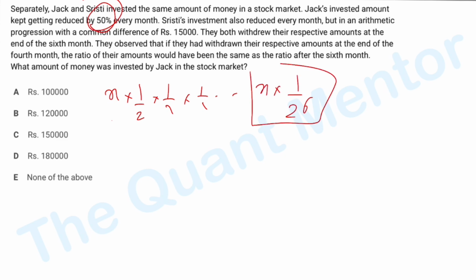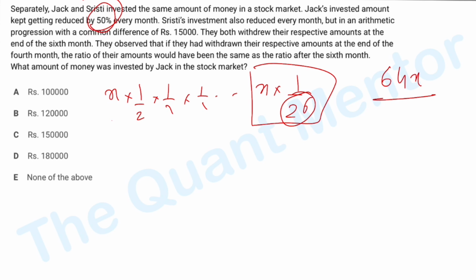Okay, now this is a fraction, very irritating. So what we can do is, 2 raised to 6 is nothing but 64, right? So to make things easier, let's suppose the initial investment was not X but 64X. Alright, so Jack and Srishti, they are both investing 64X.